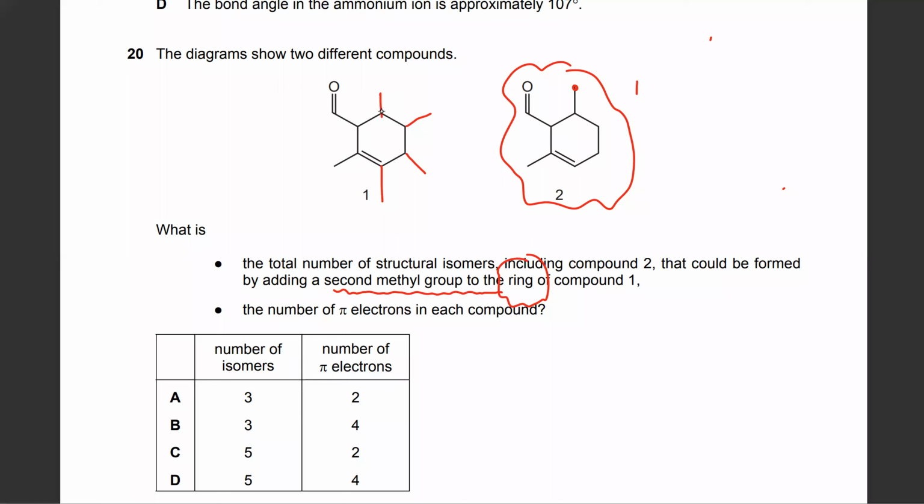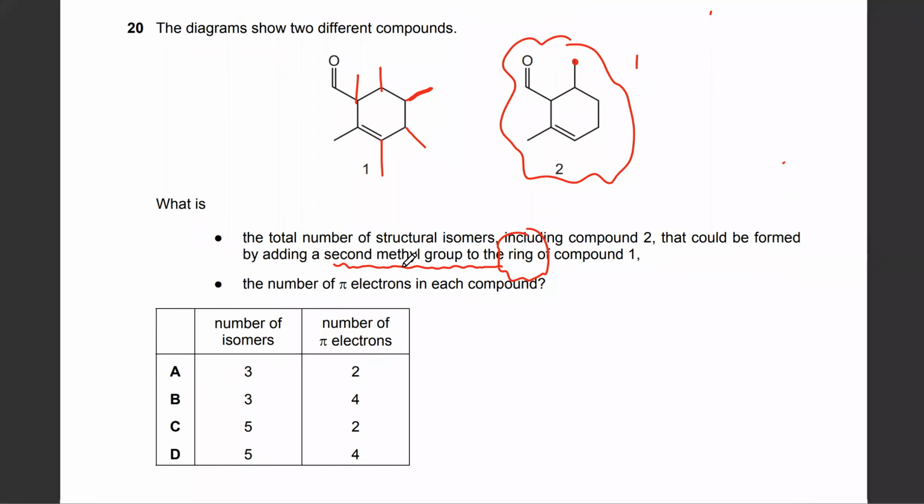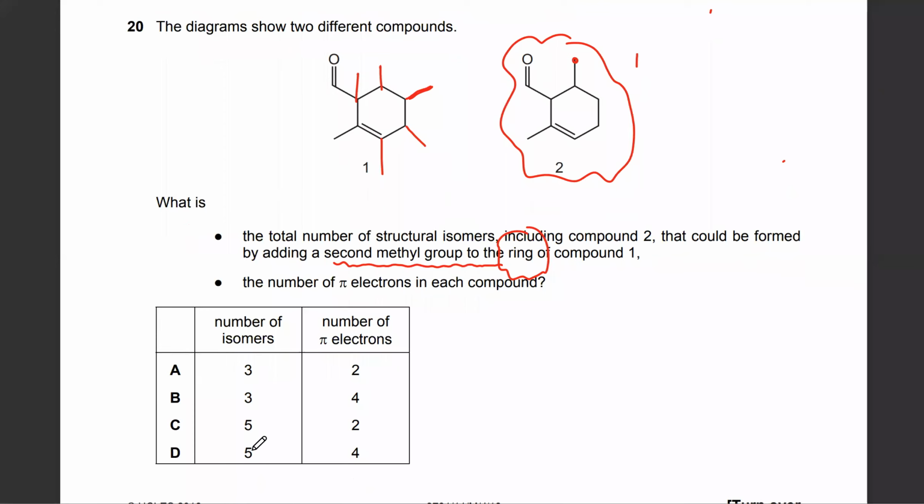Sir, what about this one? Can you add one over here? No. But you can add one over here, right? Yes, you can add one over here. So that's 5 different positions, so that would be 5, and you have to find the number of pi electron clouds.